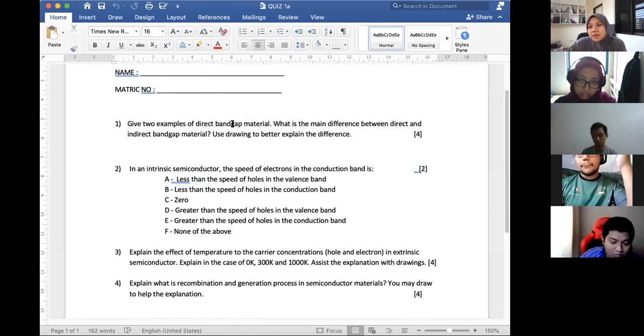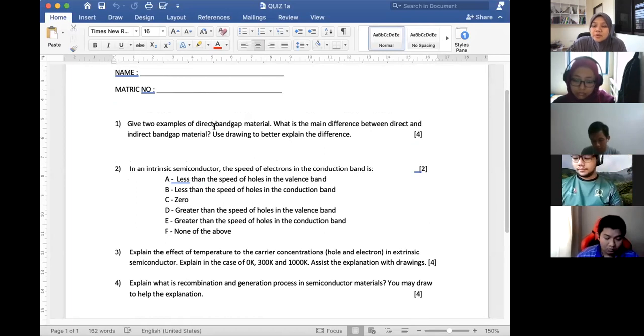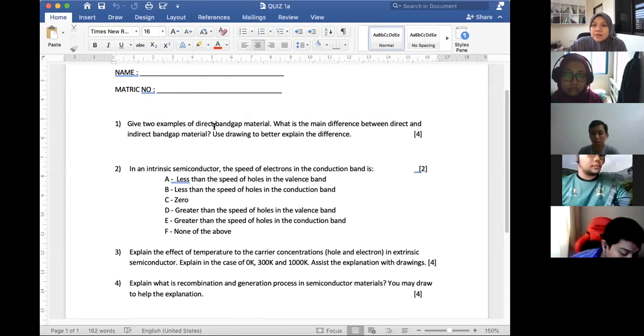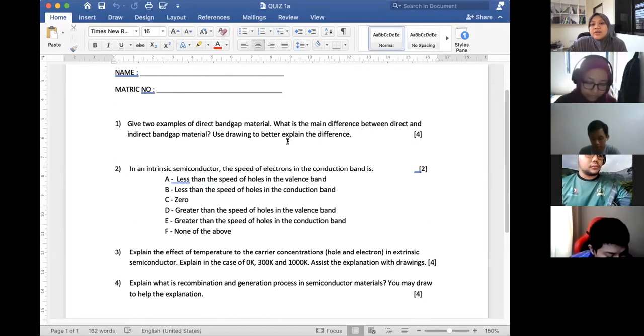There are a lot of direct band gap materials. And I'm very strict. When you say material, if you put gallium one, arsenide one, that's not one material. That's not one direct band gap material. So zero, you won't get even half. Okay, gallium arsenide is a direct band gap material. Gallium phosphide, indium arsenide. Okay, so two marks there. What's the main difference? Also two marks.